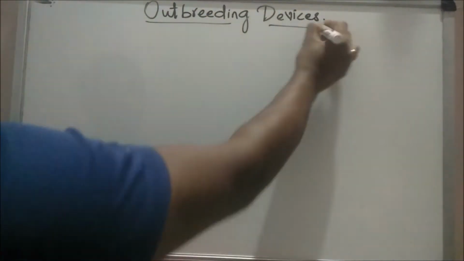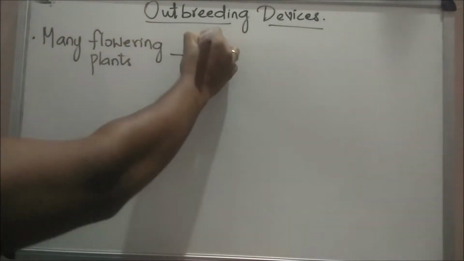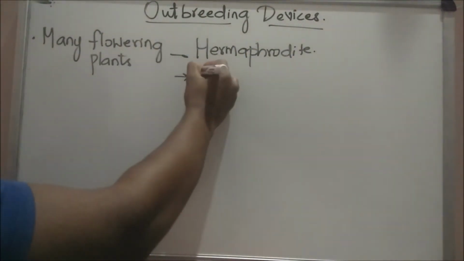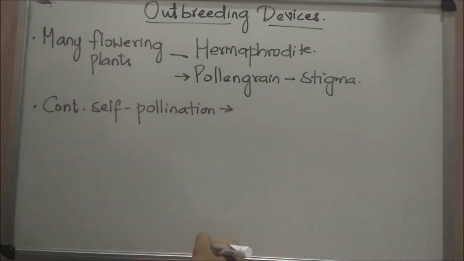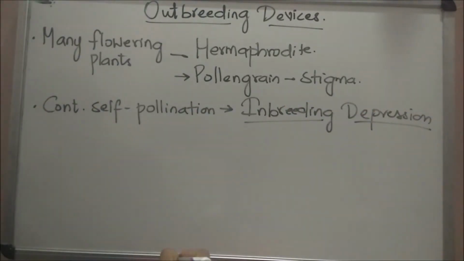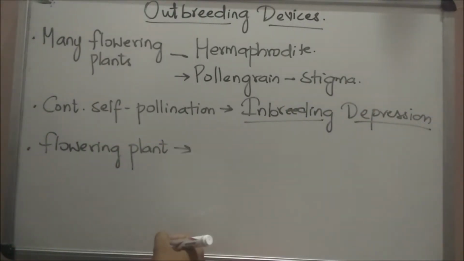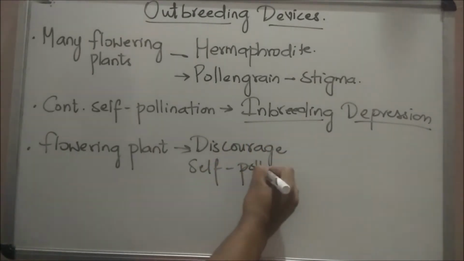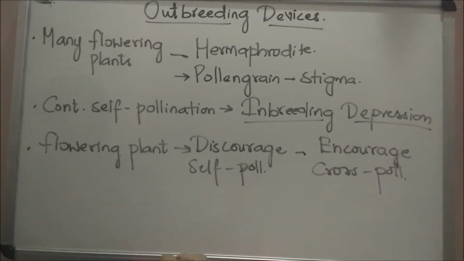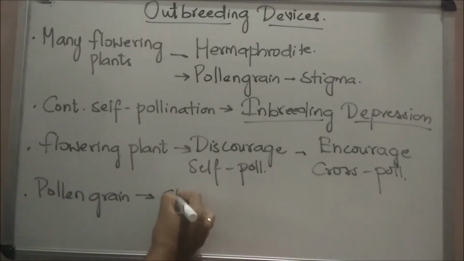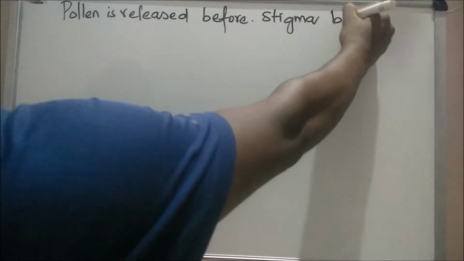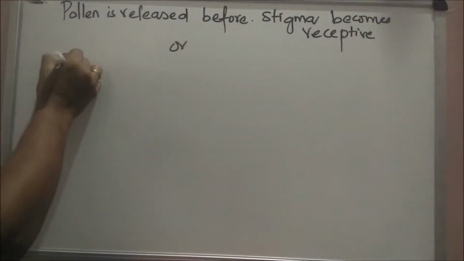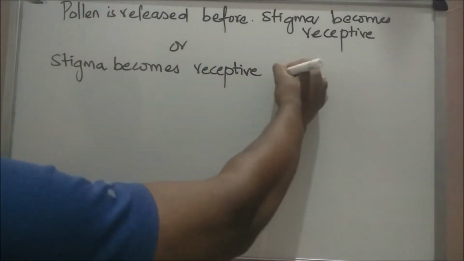Now let's discuss outbreeding devices. Many flowering plants produce hermaphrodite flowers, and pollen grains are likely to come in contact with the stigma of the same flower. Continued self-pollination results in inbreeding depression. Flowering plants develop many devices to discourage self-pollination and encourage cross-pollination. In some species, pollen release and stigma receptivity are not synchronized. Either the pollen is released before the stigma becomes receptive, or the stigma becomes receptive much earlier than the pollen is released.